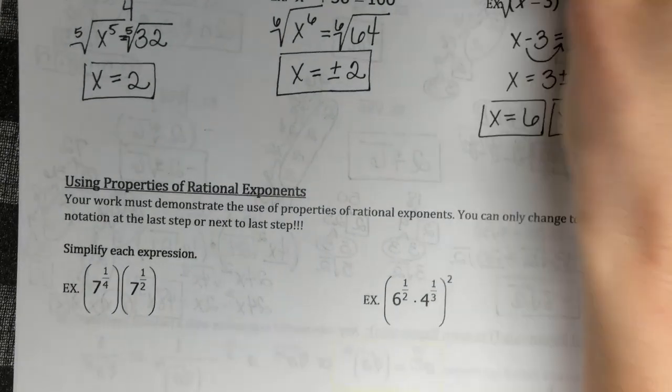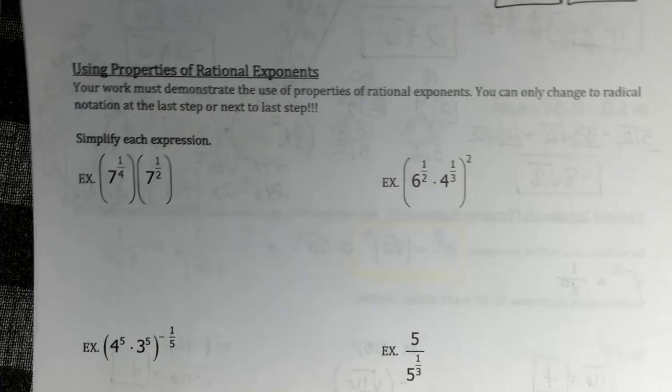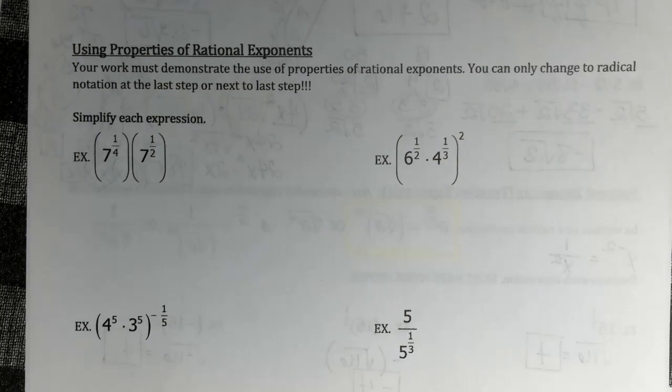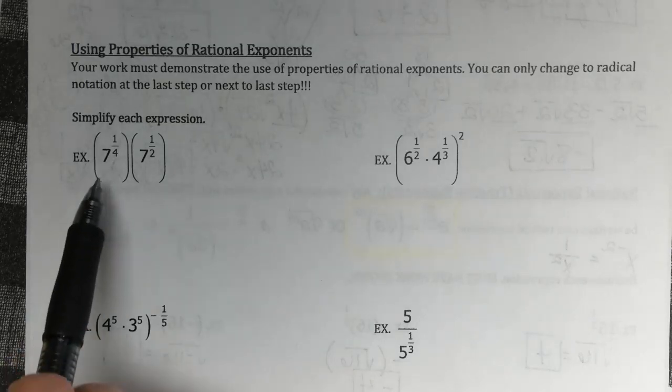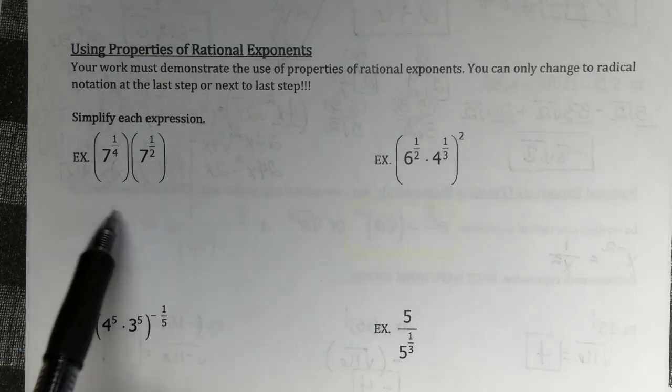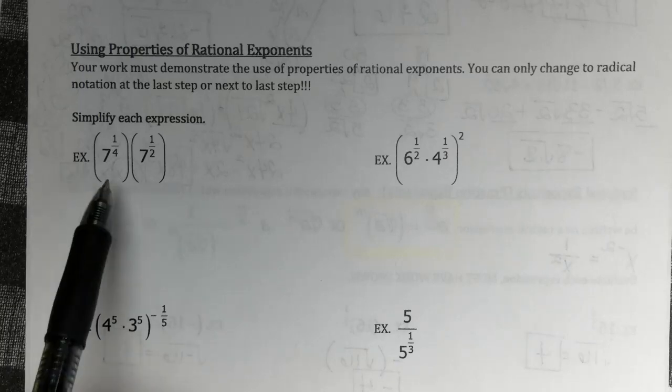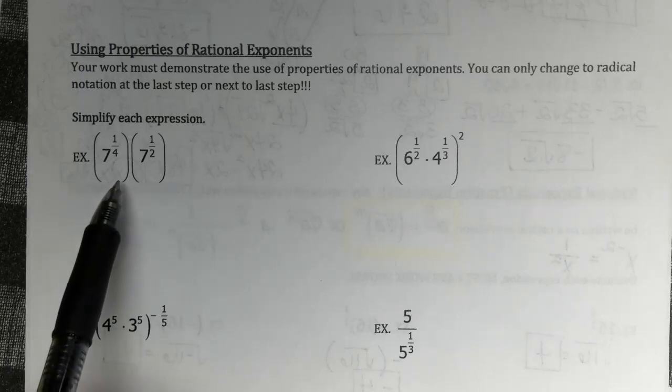So if you have rational exponents, meaning you've got exponents, no radicals, and they're fractions for your exponents, your work should be all in rational exponents until the very last step. So you can't do anything else, okay? So what I mean is I'm not going to start by converting this to radicals. I'm going to start by using my properties of exponents, okay?